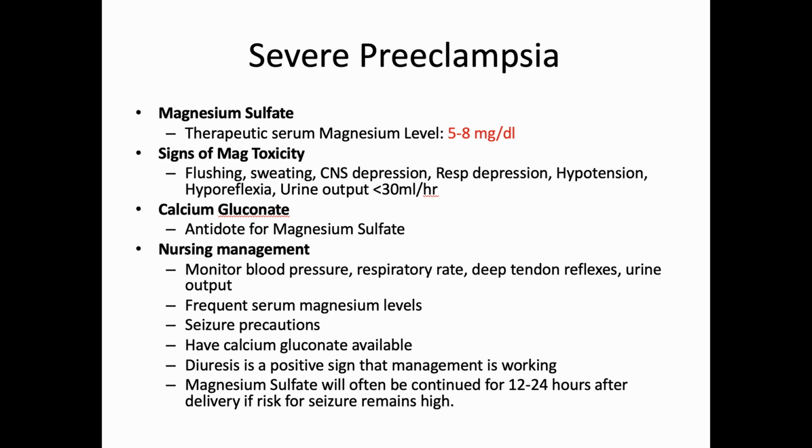Were you going to ask a question? The 5-8 is the given dose or what their levels are? No, if we drew their blood, that's the range we want. Yes. The therapeutic range is 5 to 8. If it's lower than that, that means we're not giving them enough. If it's higher than that, we're at risk for toxicity here. So 5 to 8 is the magic number that you want to be in when you check their blood.